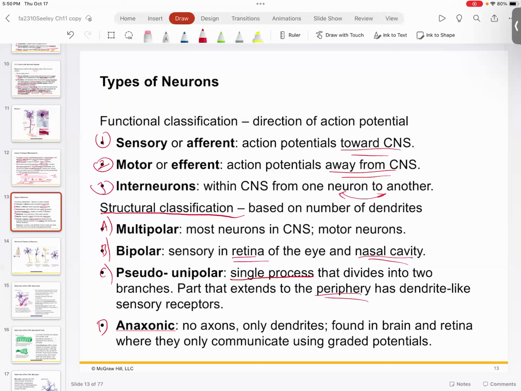And the fourth one is what's called anaxonic. That is to say, it has no axons, only dendrites. And oftentimes we'll find these in tight clusters of neurons found in the brain and in dense areas of the retina. Basically, they're only communicating very small voltages, graded potentials between each other. And so these are more for coordination. So they do mostly coordination.